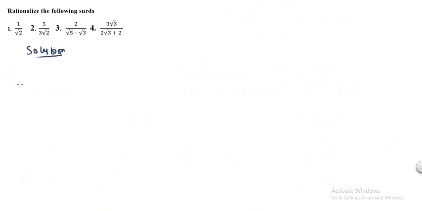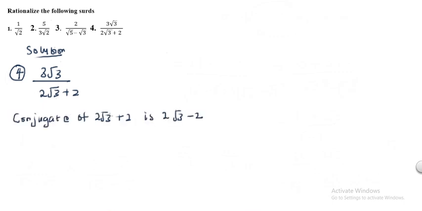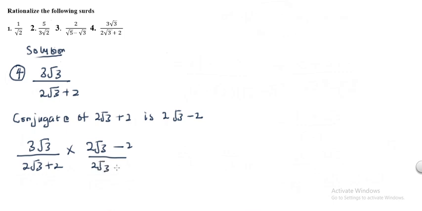So for our final example, we have 3 root 3 divided by 2 root 3 plus 2. We are supposed to rationalize this. The first thing we do is find the conjugate. The conjugate of 2 root 3 plus 2 is 2 root 3 minus 2. We use the conjugate to multiply the numerator and the denominator. So this will be 3 root 3 divided by 2 root 3 plus 2, times 2 root 3 minus 2 divided by 2 root 3 minus 2.